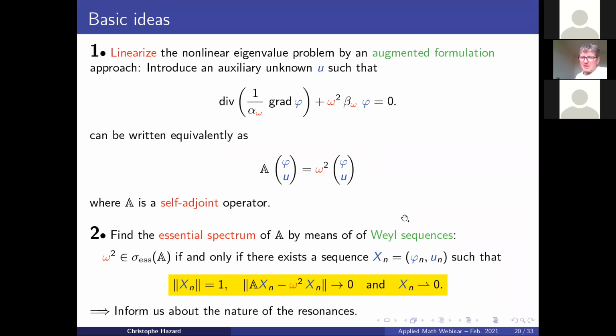The advantage of these Weyl sequences compared to other characterizations of the essential spectrum, such as the Fredholm property, for instance, is that Weyl sequences inform us about the nature of the resonances. They give us the physical nature, the way the medium resonates. Actually, we just have to look at what kind of xn it is.